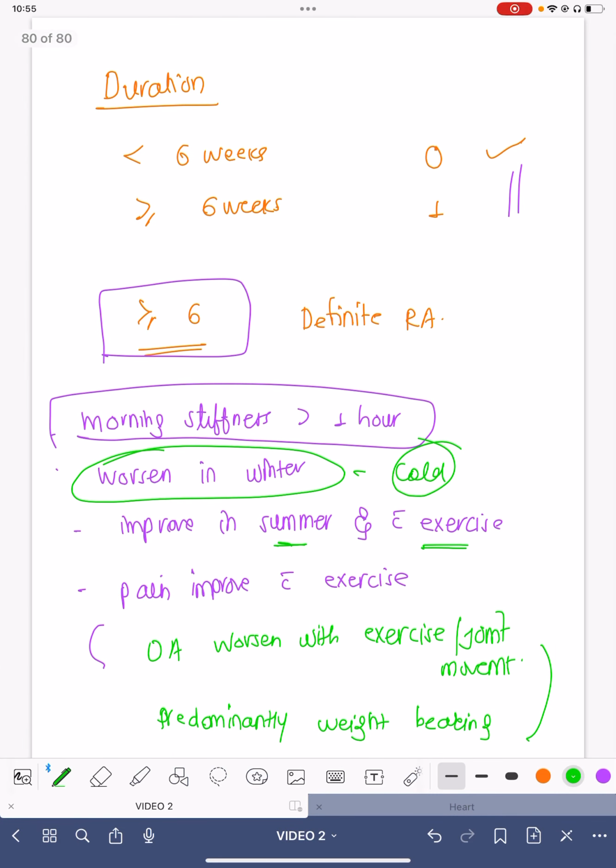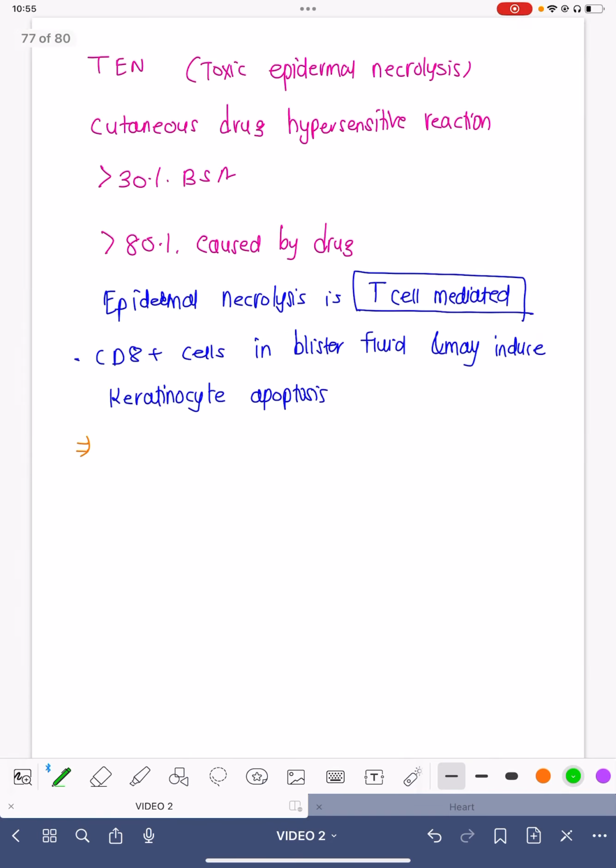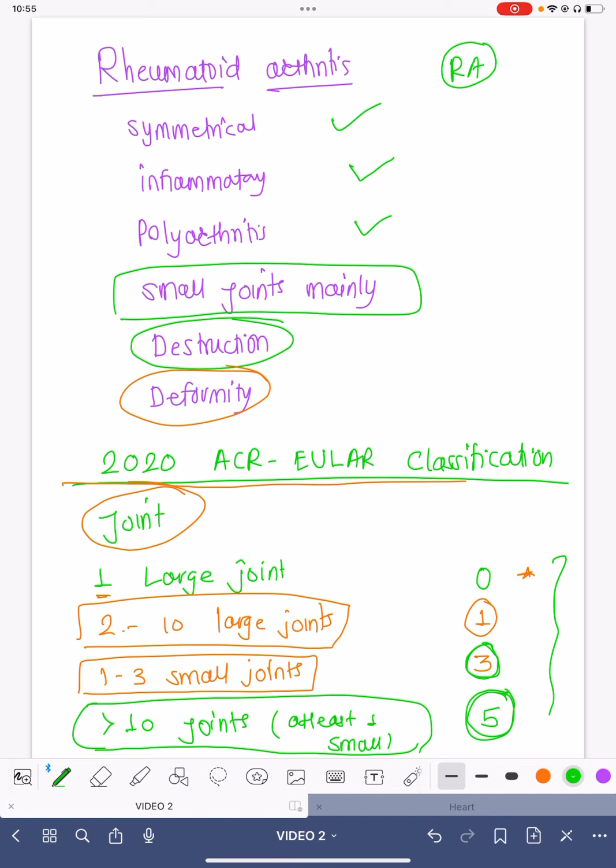The other point is osteoarthritis. We must know that osteoarthritis is a non-inflammatory disease, and it mainly involves the weight-bearing joints like the knee and ankle joints. Very commonly, even with slight exercise, the pain will markedly worsen. This is exactly opposite to rheumatoid arthritis, which mainly involves the small joints and markedly improves with exercise. So this is the criteria for rheumatoid arthritis. Thank you.